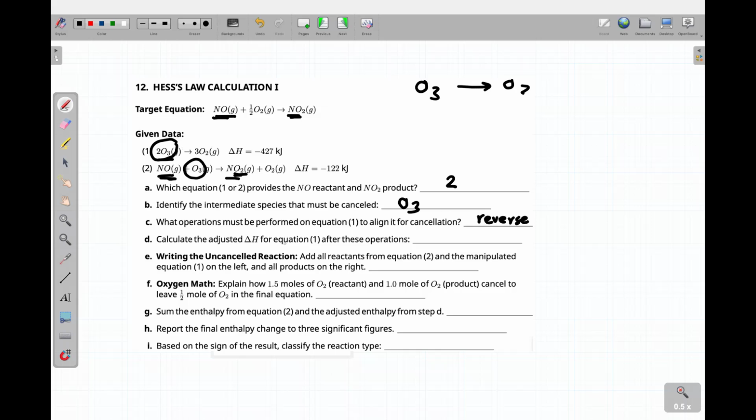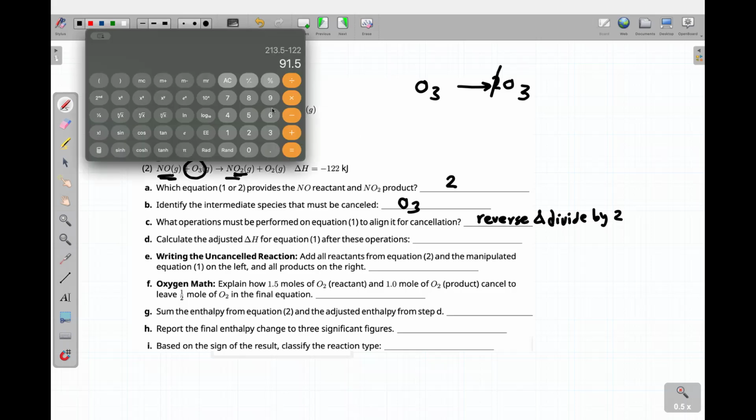Calculate the adjusted delta H for equation 1 after this operation. So I have to do this for cancellation. If I cancel only, see, this is O3 on the left and O3 on the right, but it is 2O3. So I have to reverse and then divide by 2. So what will be the delta H for this equation after I reverse and divide it by 2?